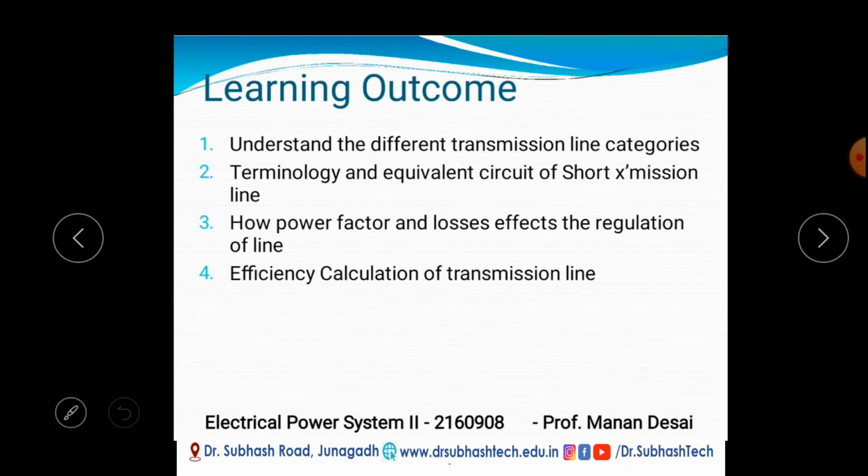From this topic, students can gain knowledge about different transmission line categories, their terminology and the equivalent circuit of a transmission line, how power factor and losses affect the regulation of the line, and we also discuss regulation and efficiency calculation of short transmission lines.